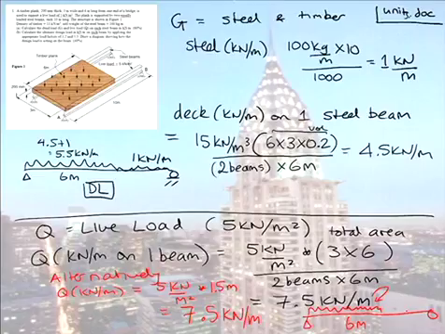Here is just 1.2 times 1, because all I have is dead load, kilonewton per metre. And over on this side here, it would be 1.2 times our dead load of 5.5 plus 1.5 times our live load of 7.5, which is a load of 17.85 kilonewtons per metre.